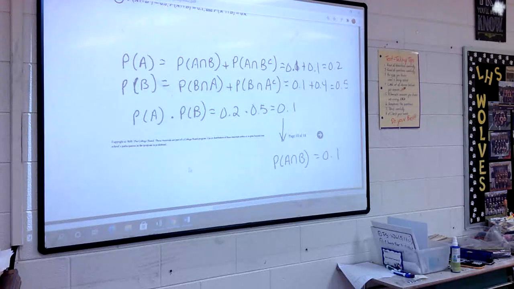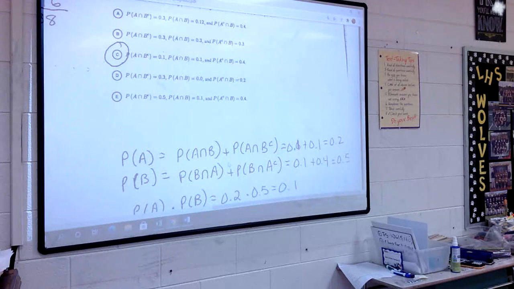So it is independent. But E says that too. Okay, so let me look at it and tell you the difference. So E says the probability of A and B not happening is 0.5.